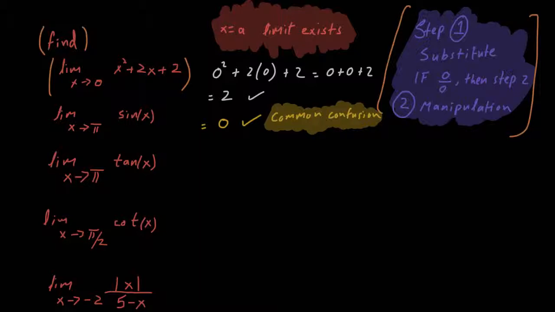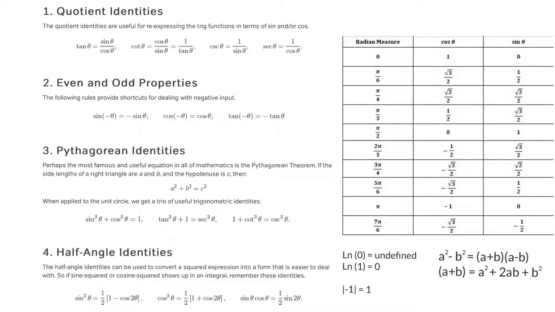Question 3. Find the limit as x approaches pi of tan of x. Let's jump back to our formula sheet and try to figure it out from there. On the right side, we can see that we do not have a table for tan, but we have a table for sine and cos. And if we look at quotient identities, we can see that tan can also be written as sine over cos. Hence, tan of pi can also be written as sine of pi divided by cos of pi.